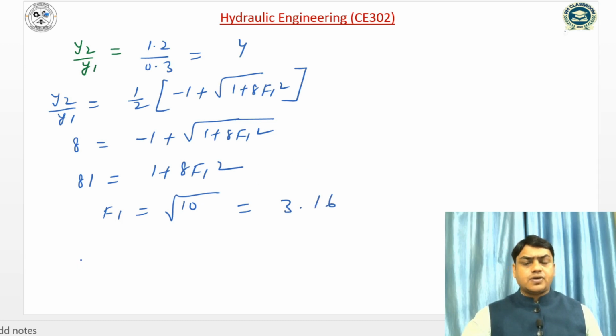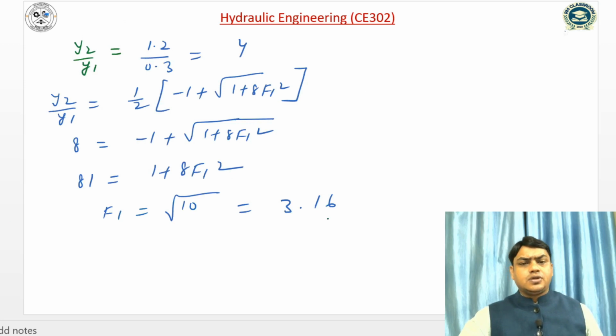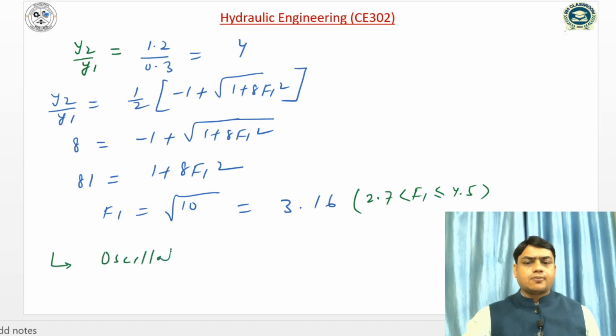So the initial Froude number is 3.16, and it lies between 2.7 and 4.5. When the initial Froude number lies between 2.7 and 4.5, it is an oscillating jump. So option C is correct, because the Froude number lies between 2.7 and 4.5, so it will be an oscillating jump.